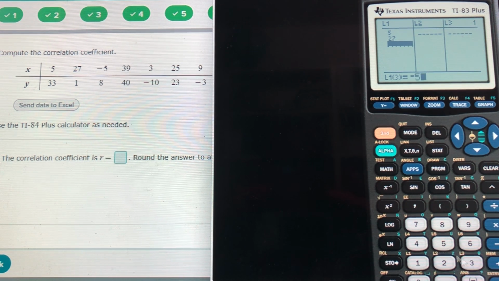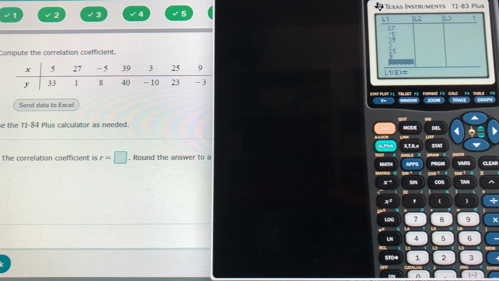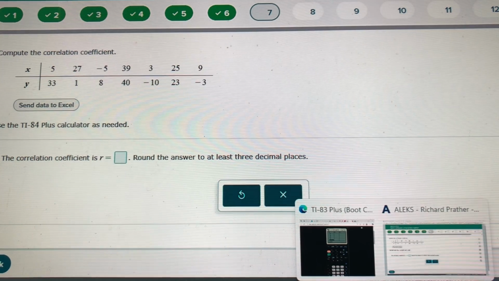-5. Whoops, yeah, I got it, okay. I didn't think the negative went. 39, 3, 25, and 9. Watch out for negative. This is the negative button right next to the enter button. This is subtraction. Don't hit that. If you hit subtraction when it's supposed to be negative or negative when it's supposed to be subtraction, it'll mess up in the calculator. Okay, so I just wanted to make sure there was nothing past that 9.